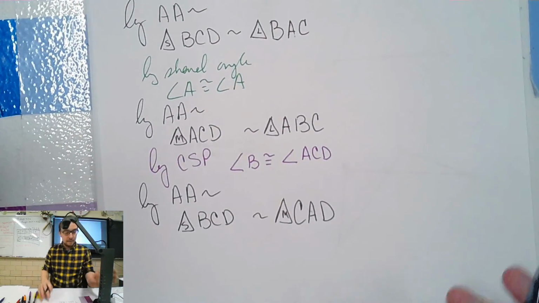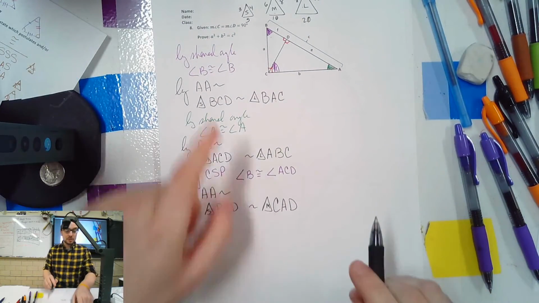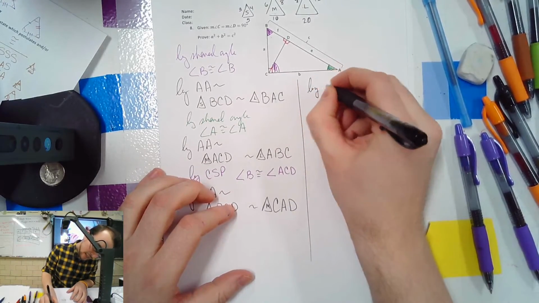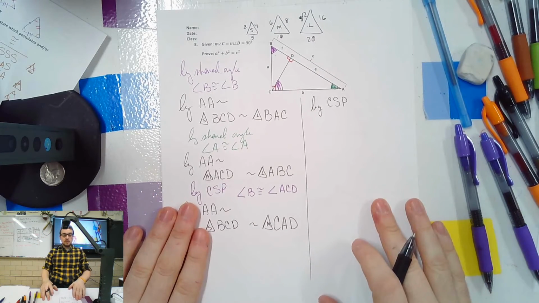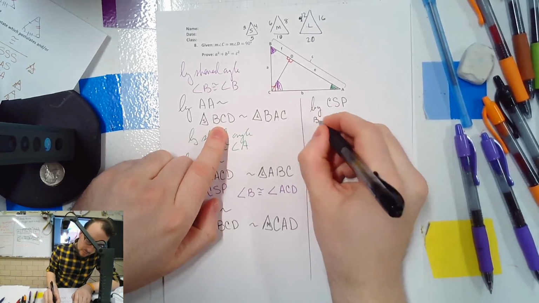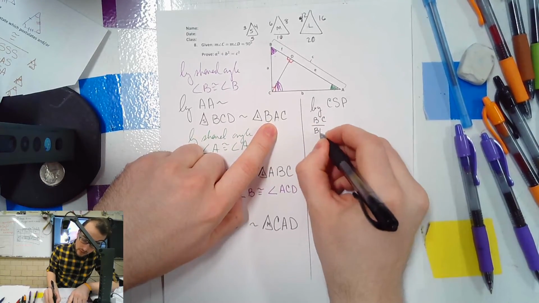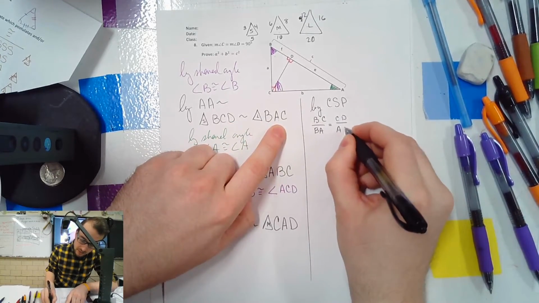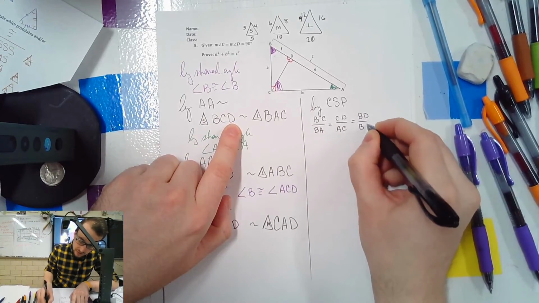So here's what we're going to do now. I'm going to use CSP to match up their sides because I want to know about their sides, right? Here we go. By CSP. Don't copy this down. Watch me. BC is going to go with what? The same way that CD goes with AC. The same way that BD goes with BC.